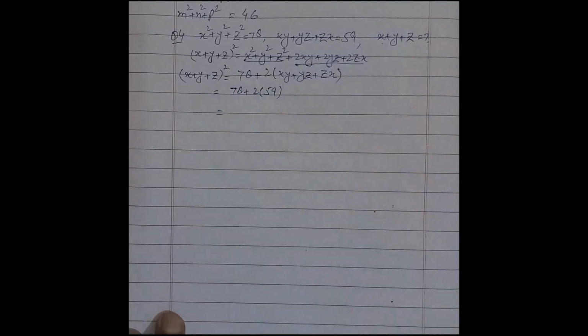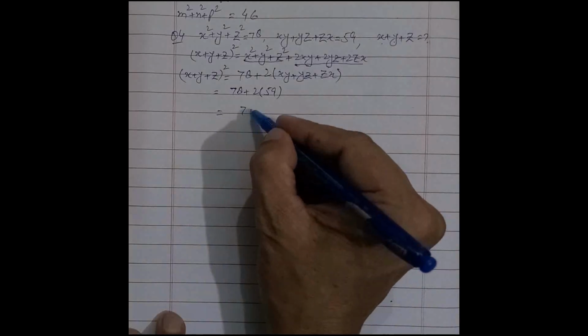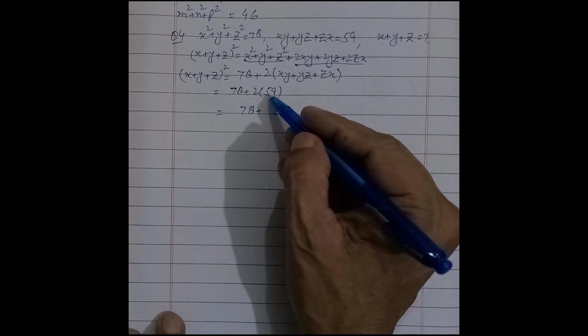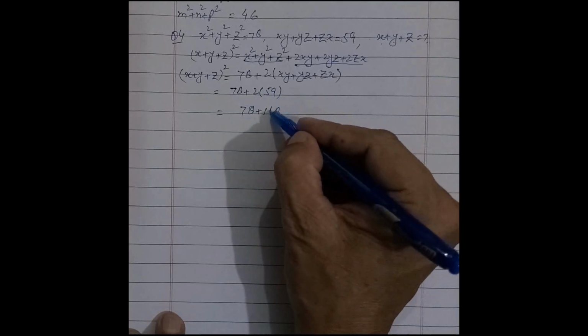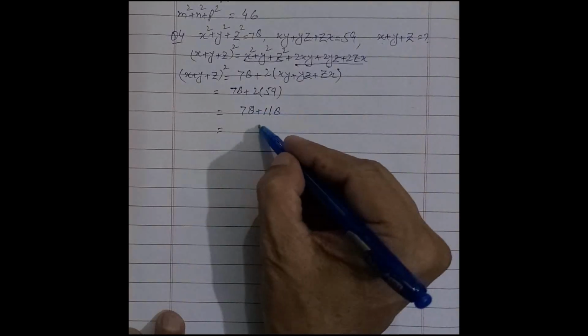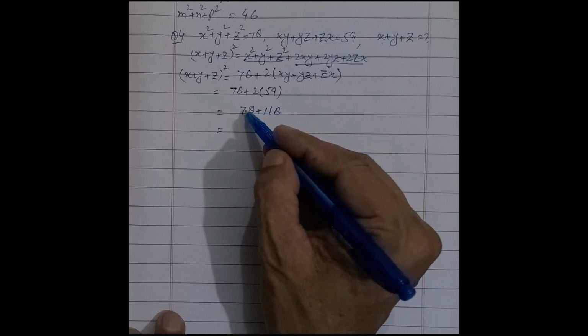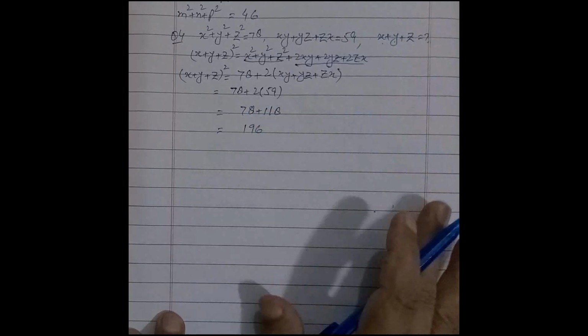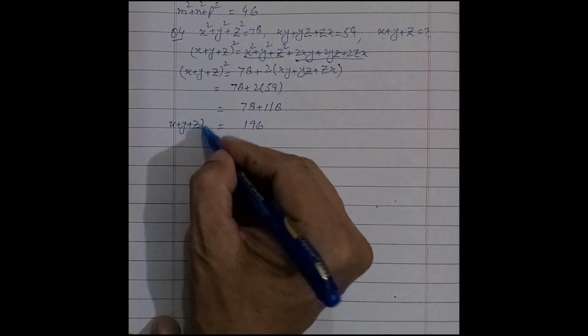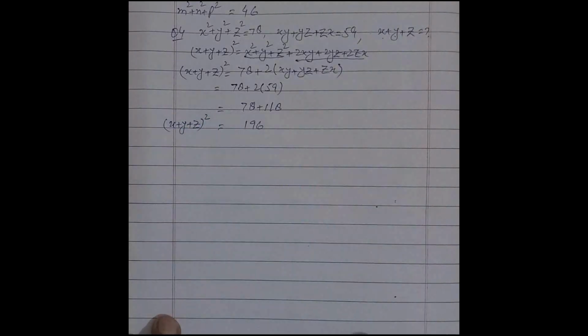And now we solve it. 78 plus 2 nines are 18, 1 carry, 2 fives are 10 and 1 is 11. And now we simplify these values. 8 plus 8 is 16, 1 carry, 1 and 1 is 2, 2 and 7 is 9, and 196, and it is equal to (x plus y plus z) whole square.